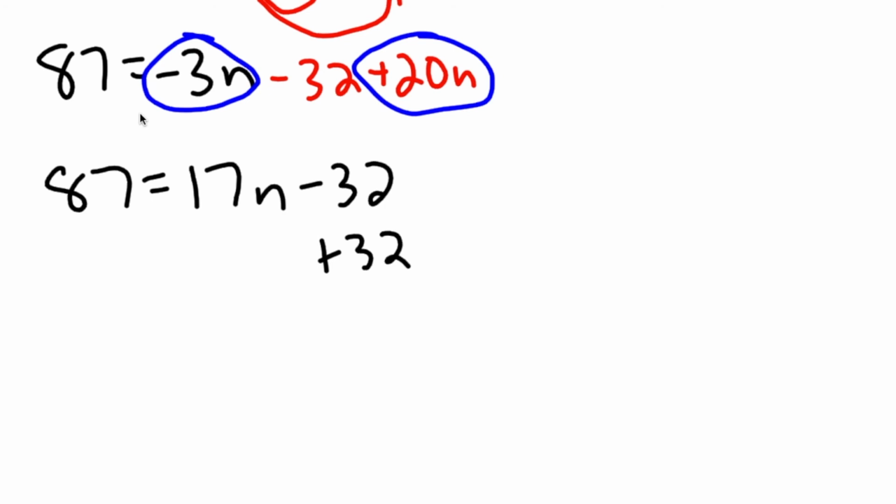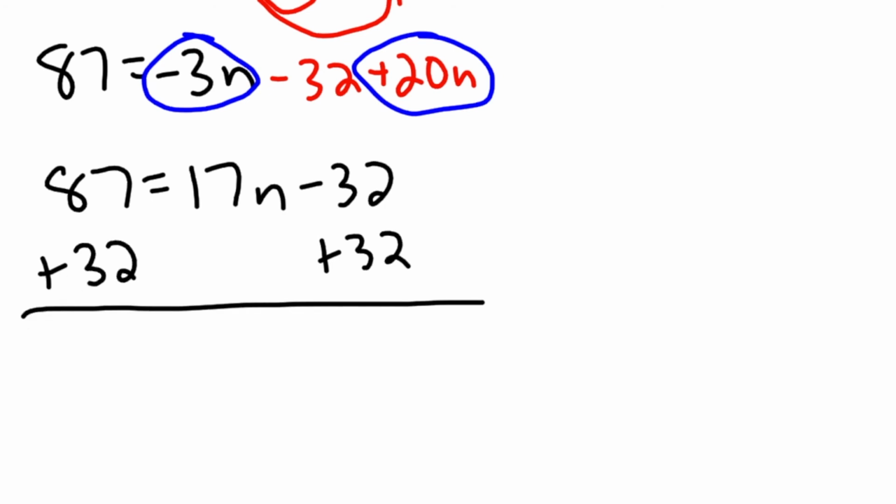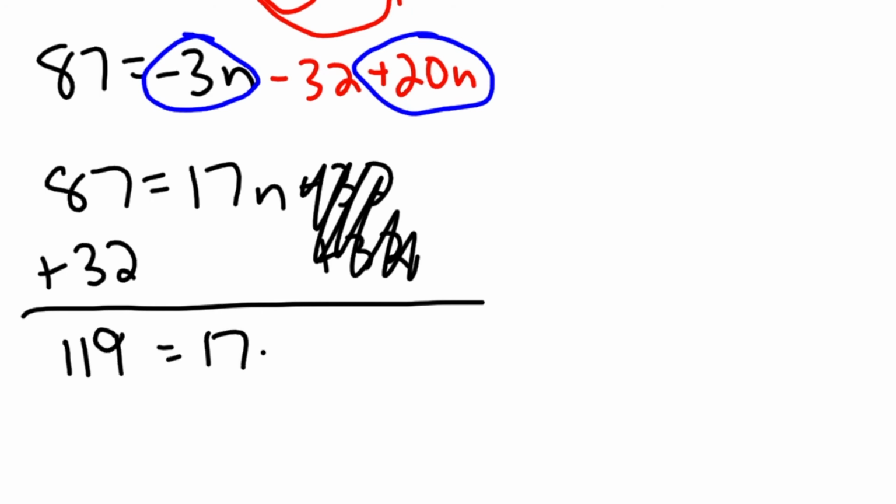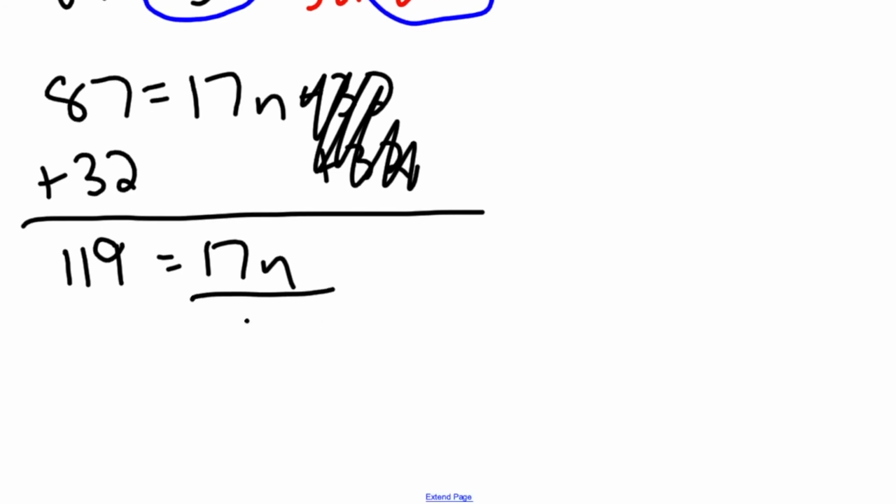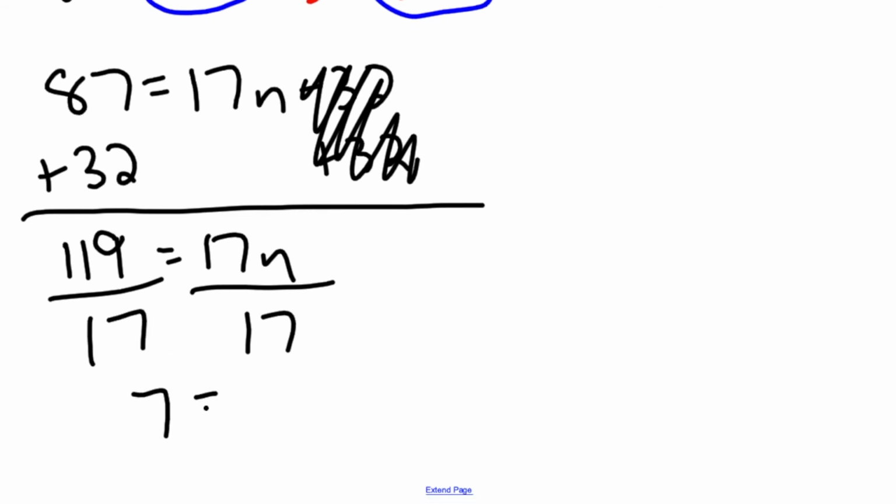Add 32 to both sides. Again, we're moving the number that does not have a variable. This is a negative 32, so I need to do the opposite and add, so that's gone. 87 plus 32 gives me 119 equals 17n. And then the last step, we will divide both sides by 17. And we get that 7 equals n, or n equals 7, same thing.